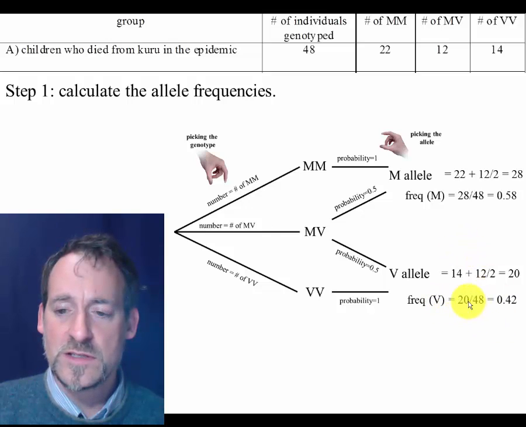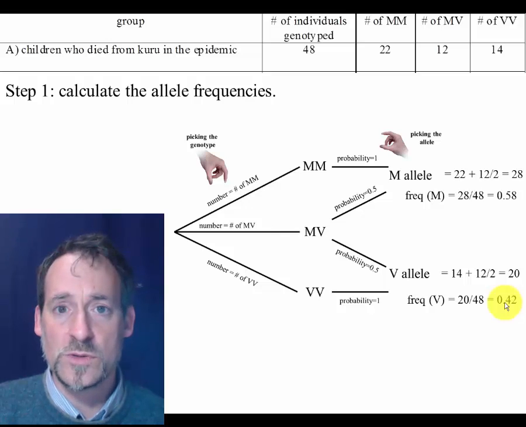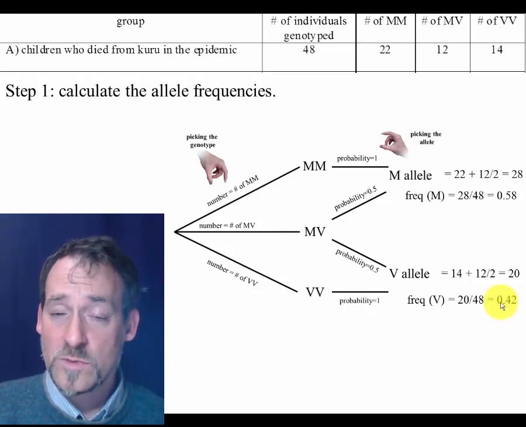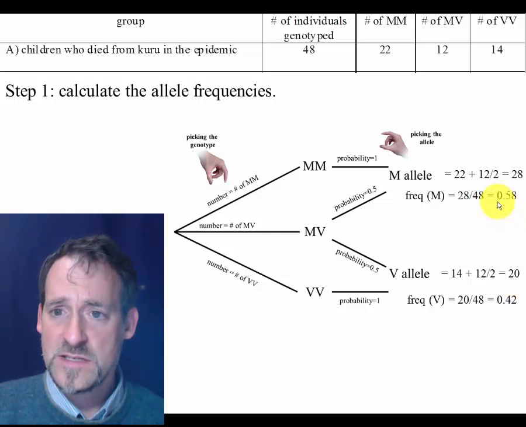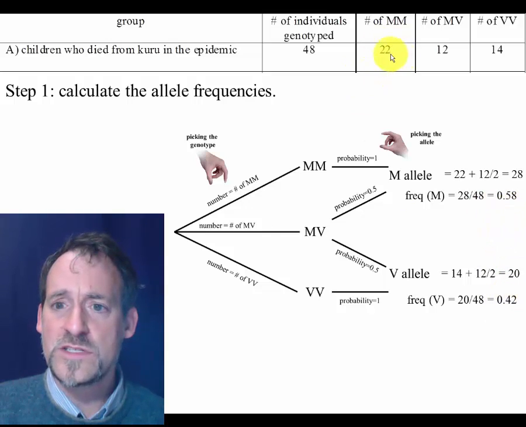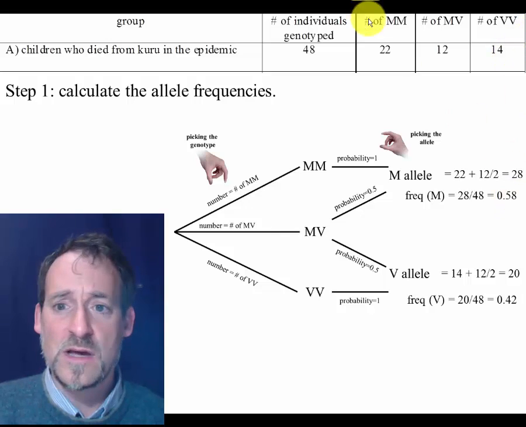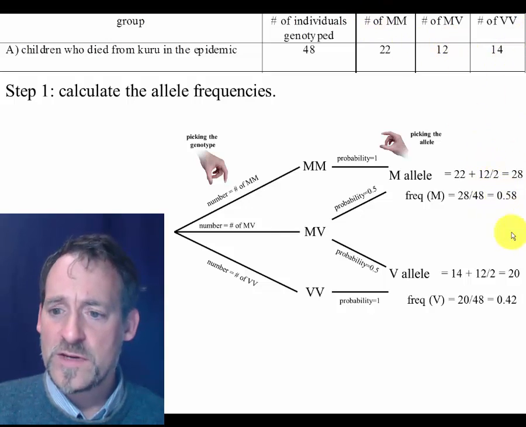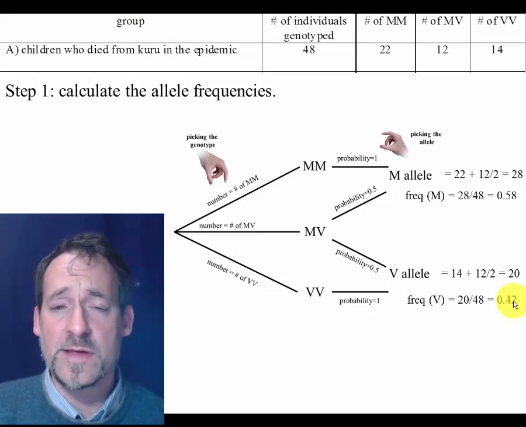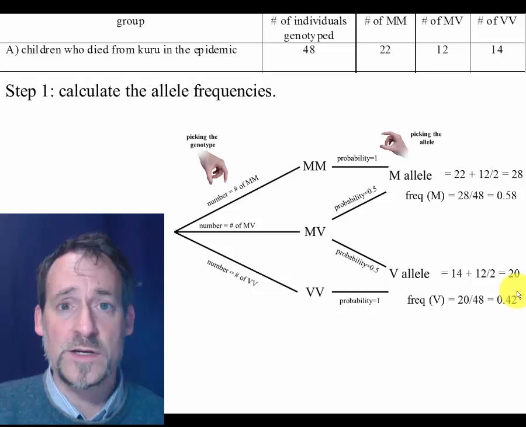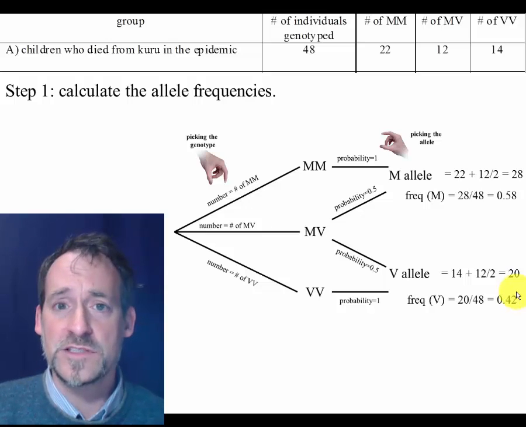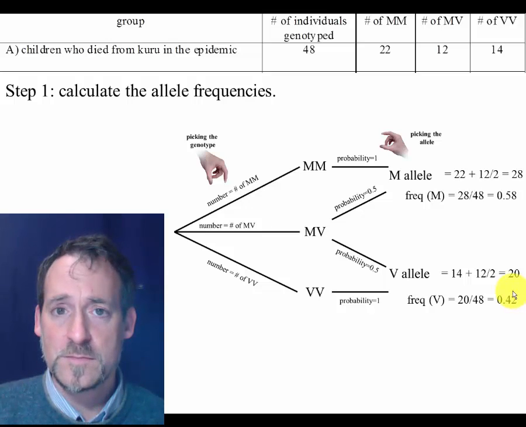The frequency of the V allele is 20 divided by 48. That's 0.42. Something I always do once I get to the end of these calculations is I take a look at these numbers. Do they make sense? Okay, well, we've got 22, that's bigger than 14, but not by all that much. Okay, 0.58 is bigger than 0.42, but not by all that much. That looks good. These 2 numbers have to add up to 1, and they do. Okay, it looks like we're ready to move on.